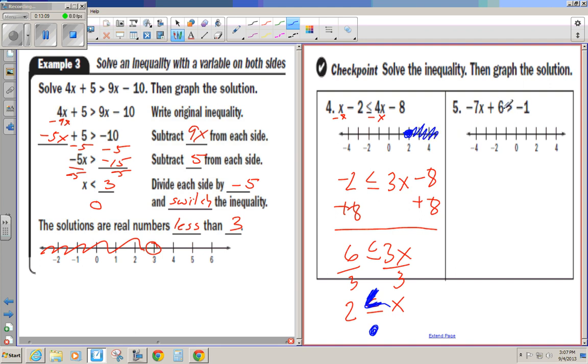All right, this one here, there are no variables on both sides, so we just add 6 to both sides. -7x is greater than 5. Divide by -7. As soon as you say divide by negative, you need to flip the inequality. x is less than -5/7. That's about negative point, shoot, what is it?